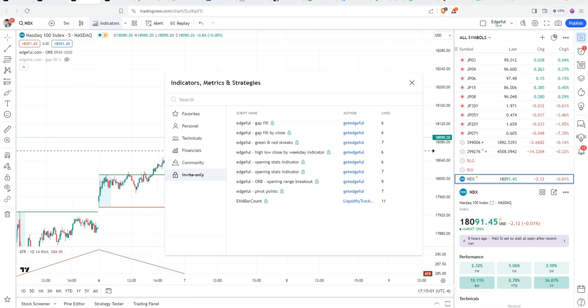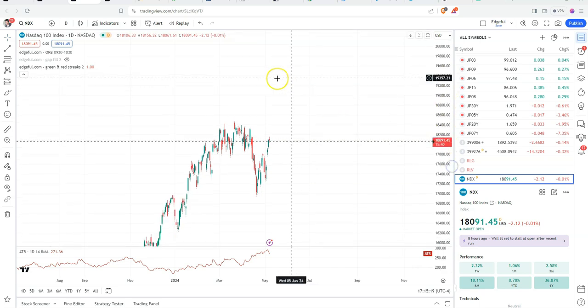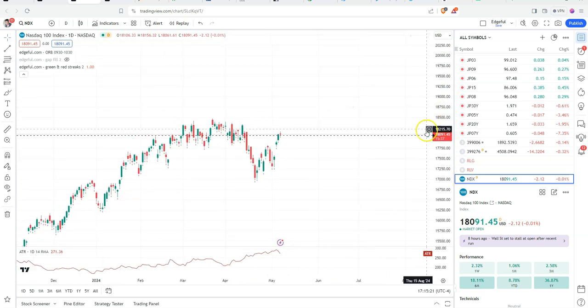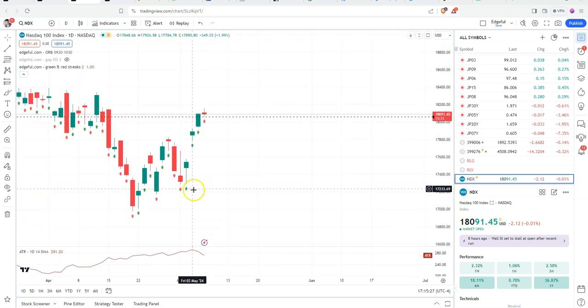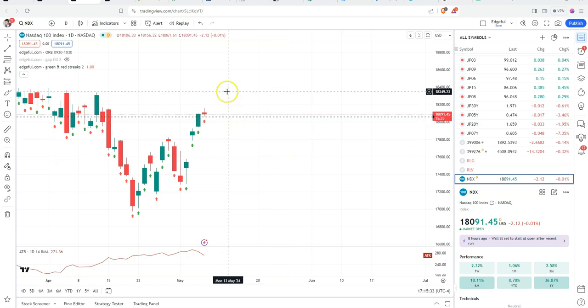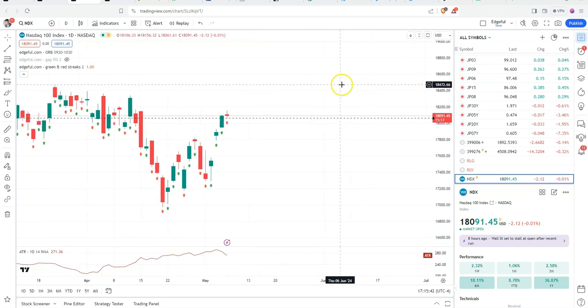So in this case, the gap fill and gap fill by close, green and red streaks, these are all things. If you want to just click on green and red streaks, for example. Can you go to the daily time frame? Of course. It's pretty small right now, but if you zoom in, you can see that the little arrows below the candles will tell you whether it's a green or red day. That corresponds with our green and red streaks. You can see there are 3 consecutive green arrows in the last 3 days. Today is a red day, so that broke the streak.